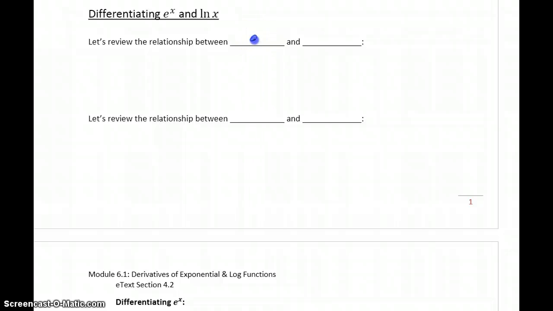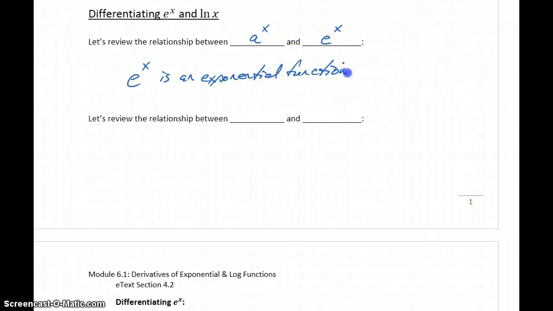So first, let's review the relationship between a to the x and e to the x. So e to the x is just an exponential function with a base of e, that constant that's 2.78, et cetera. So e to the x is just a very common exponential function that pops up. So we're going to establish a separate property for differentiating that type of function.